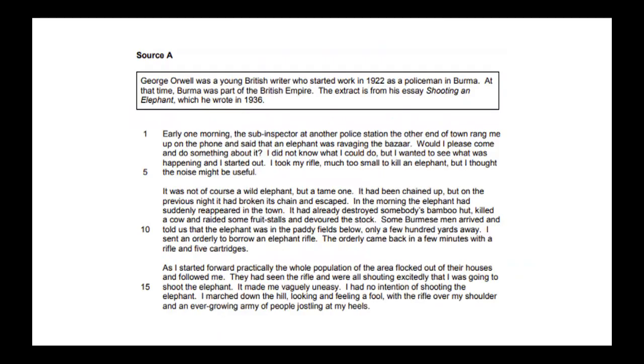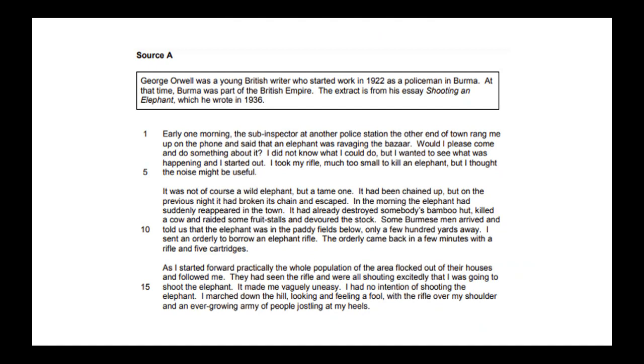Okay. Early one morning, the sub-inspector at another police station the other end of town rang me up on the phone and said that an elephant was ravaging the bazaar. Will I please come and do something about it? I did not know what I could do, but I wanted to see what was happening, and I started out. I took my rifle, much too small to kill an elephant, but I thought the noise might be useful.